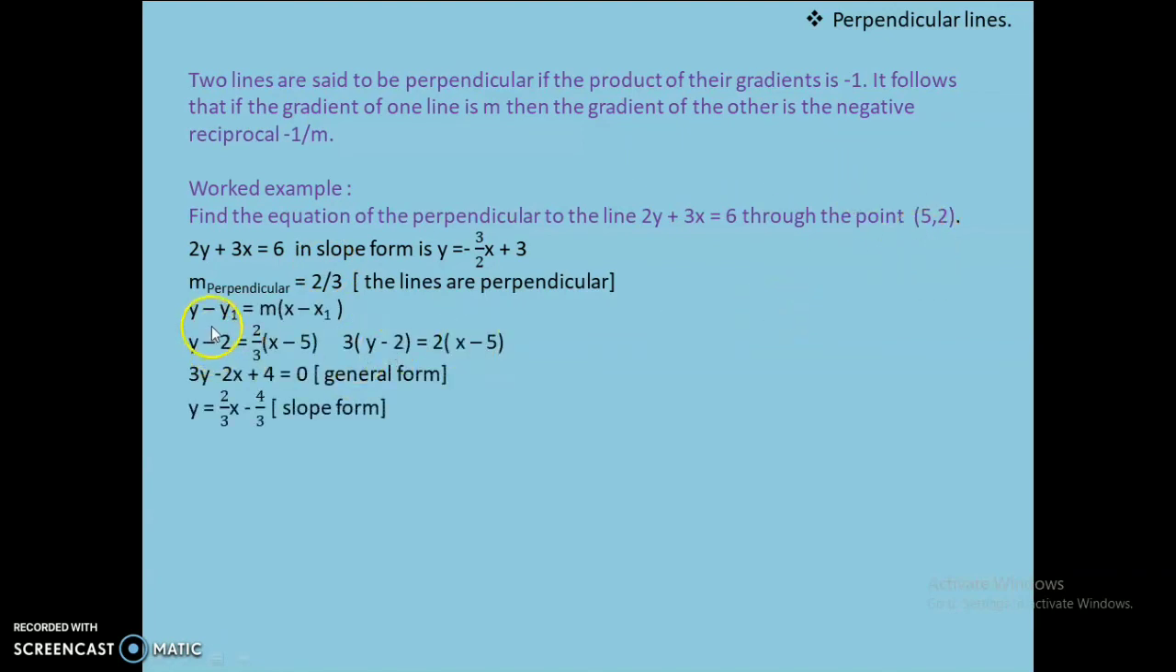Then we substitute values into our general formula, y minus y1 to be equal to m into bracket x minus x1. Then we arrived at the equation of the line that is perpendicular to the line 2y plus 3x to be equal to 6 is 3y minus 2x plus 4 to be equal to 0. We can make y the subject here so that we determine the slope form of this equation.